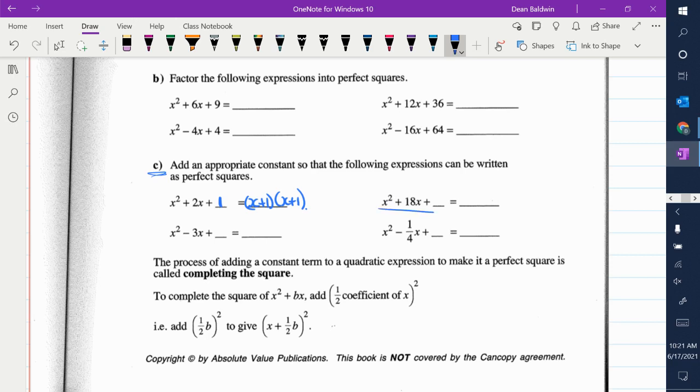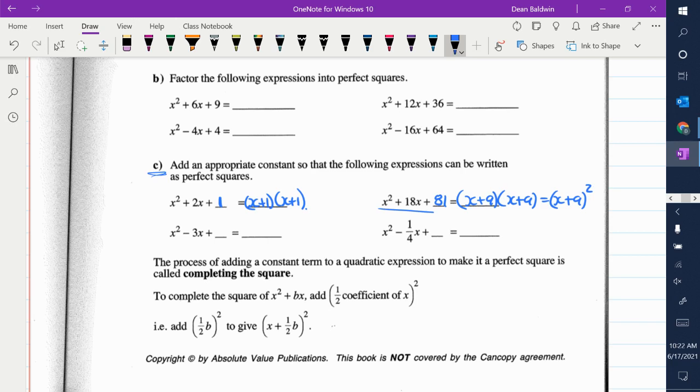If I have x squared plus 18x, and I want to make it a perfect square, what's half of 18? 9. What's 9 squared? 81. So if I have an 81 there, and then I say factor it, you're asking yourself, what multiplies to 81 and adds to 18? It's 9 and 9. So you can write (x plus 9)(x plus 9), or you can just write (x plus 9) all squared.